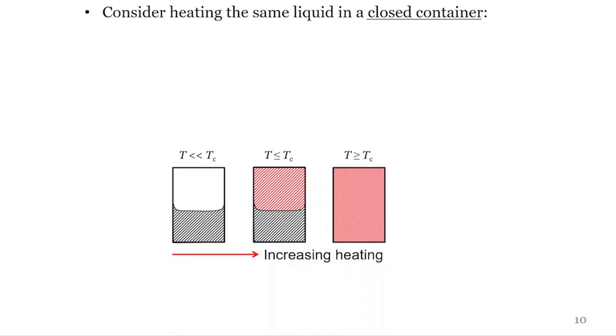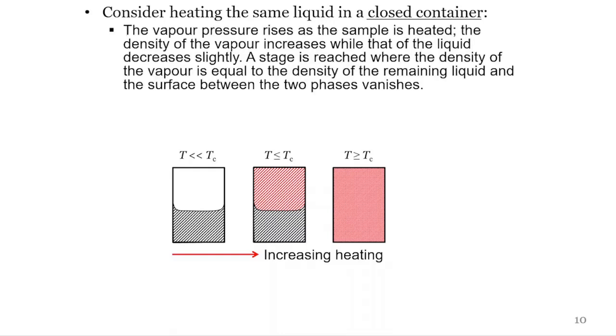Let's consider heating the same liquid, but now in a closed container. When this happens, the vapor pressure will increase. The density of the vapor will also increase, while that of the liquid will decrease slightly.